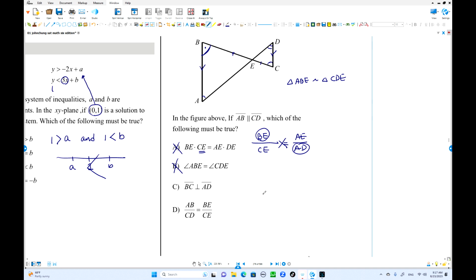The next one, D over there, AB over CD, that is the corresponding side. Now B is the corresponding side, where is it? C, right? That's the answer.